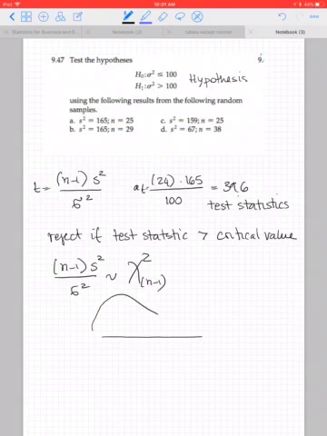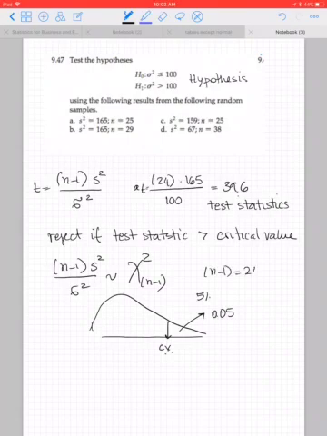So if this is my chi-square, I need the critical value here. Now let's do a 5% test. Then I want a critical value such that the area to the right is 5%. So now I'm going to have to go look on my table. n minus 1 is 24, so I have 24 degrees of freedom.